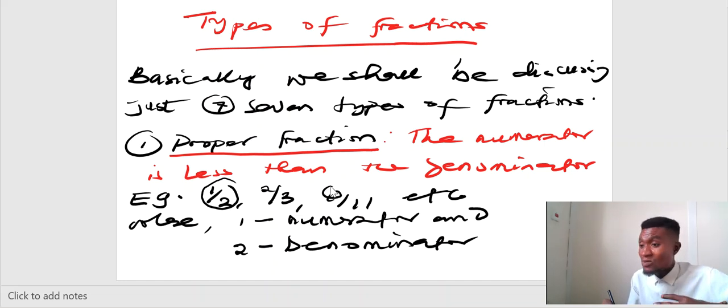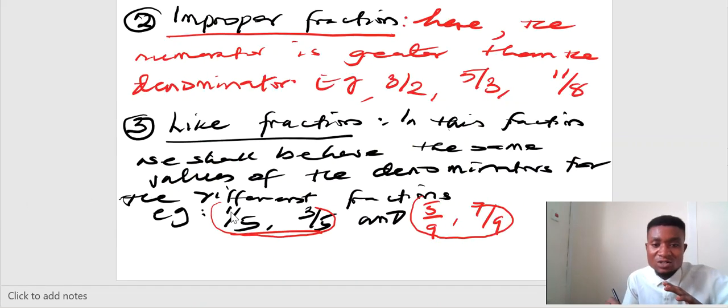And we say that the number 1 type of fraction is a proper fraction. And in this type of fraction, the numerator is always less than the denominator. Secondly, we talked about the improper fraction, where the numerator is always greater than the denominator. We also talked about like fractions, where the denominators have the same whole number value. We talk about 1 over 5, 3 over 5, and we also compare 5 over 9 and 7 over 9. So you will see that here the denominators are the same.